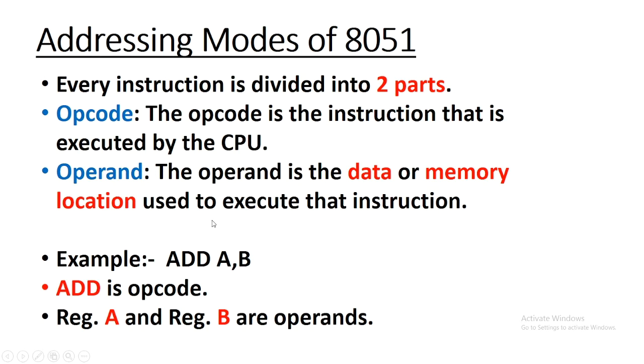For example, ADD A, B. ADD is an opcode which tells the microcontroller to perform an add operation on the operands. The operands are A and B. A and B are registers, and in those registers data is stored. So ADD is the opcode, and A and B are the operands.